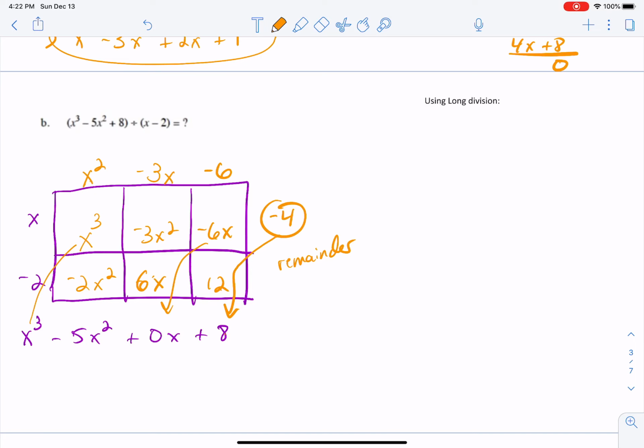So when I'm writing my solution, the answer to my division problem is x squared minus 3x minus 6 plus a negative 4 over x minus 2, because this shows my remainder.